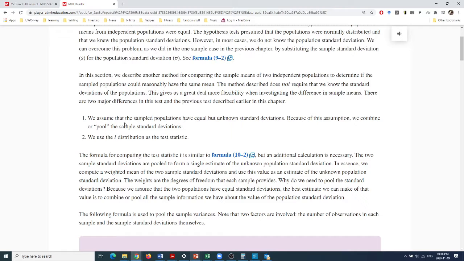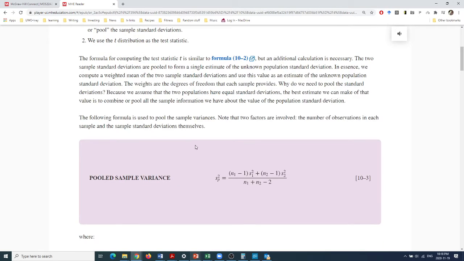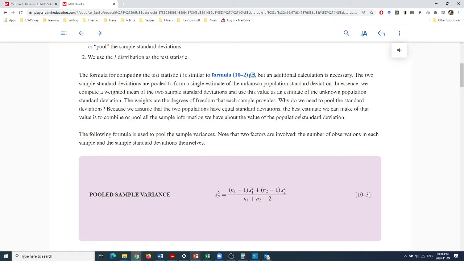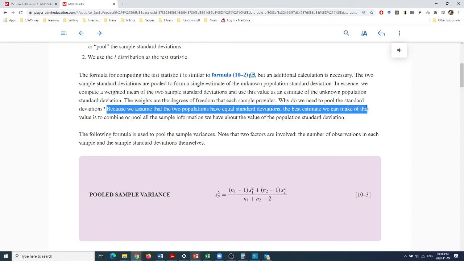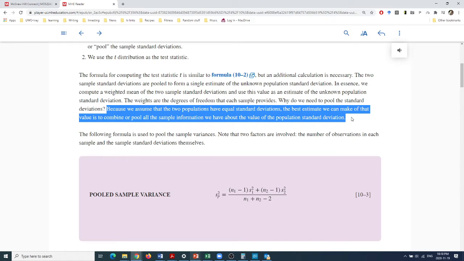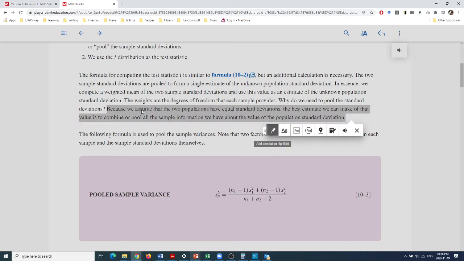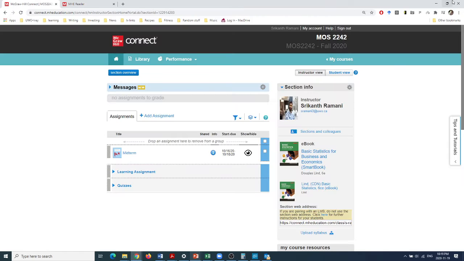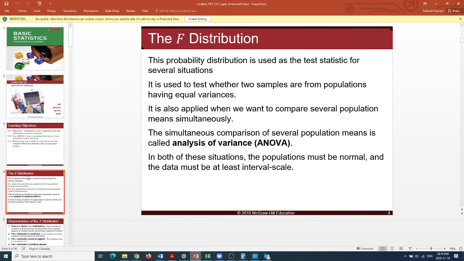And we use the pooled sample t statistic, which is this, and having a pooled sample variance and so on. But if you zero in over here, why do we need the pooled standard deviations? Because we have an assumption that the two populations have equal standard deviations, and we use that best estimate in order to compute the pooled standard deviation. So the big assumption is that the two populations, or the two samples which you're comparing, have equal standard deviations. But how do you test that? Well, that's where the F test comes into play.